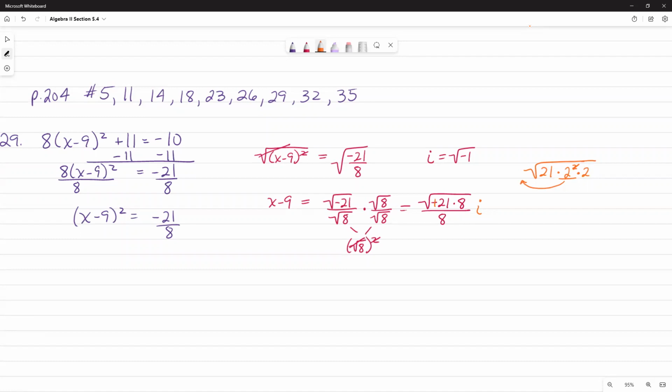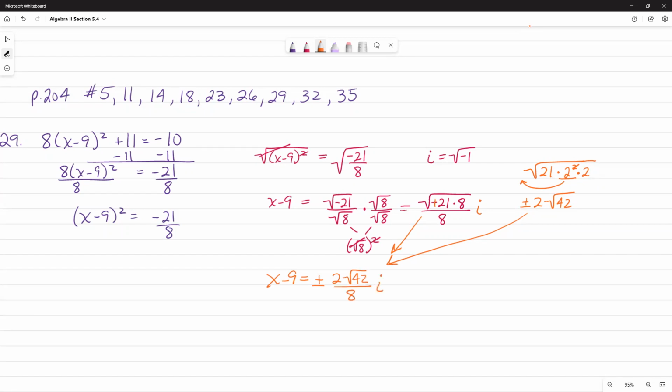and it can move outside of my square root, my radical. So I have a plus or minus 2, and then inside, 21 is just 3 times 7. There's no perfect squares in there. So it's 3 times 7 times 2, which is 42. So the numerator becomes plus or minus 2 square root of 42. So let's bring that back down here. And I end up with x minus 9 equals plus or minus 2 square root of 42 divided by 8.